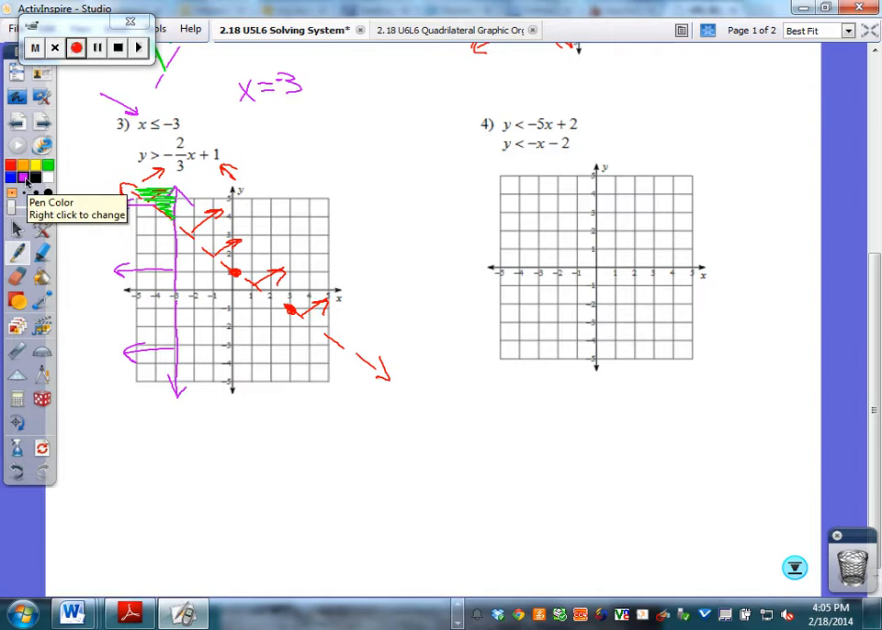Next one's a little bit easier. We start off with our y-intercept, +2. Now this is our slope -5, so we go down 5, 1, 2, 3, 4, 5, and then we're going to go over 1. It is strict, so we're going to do a dotted line.